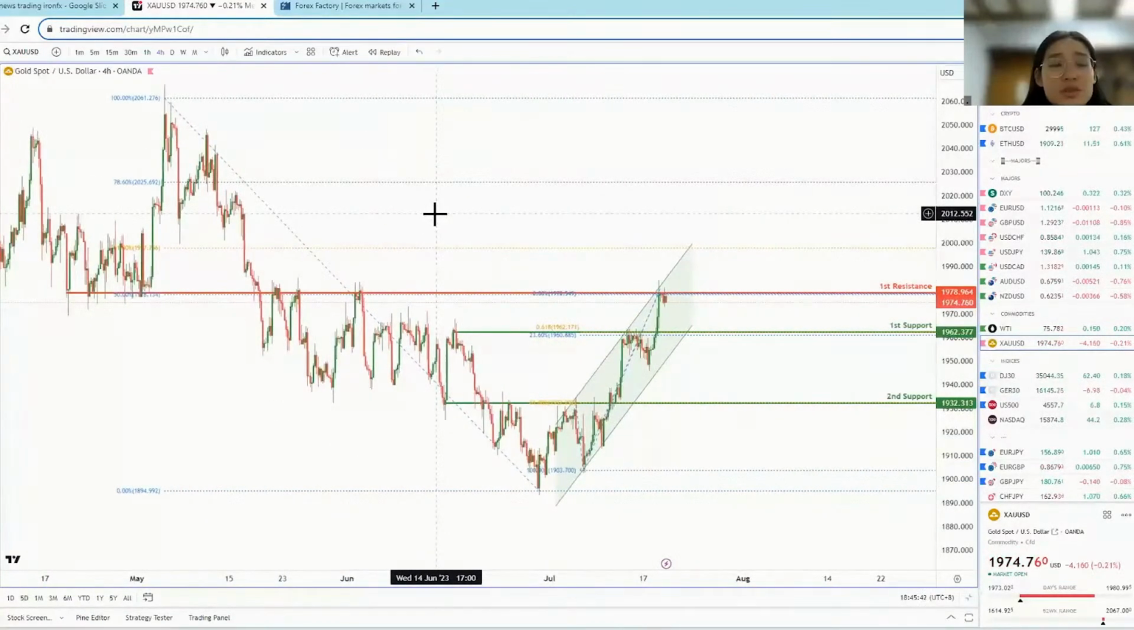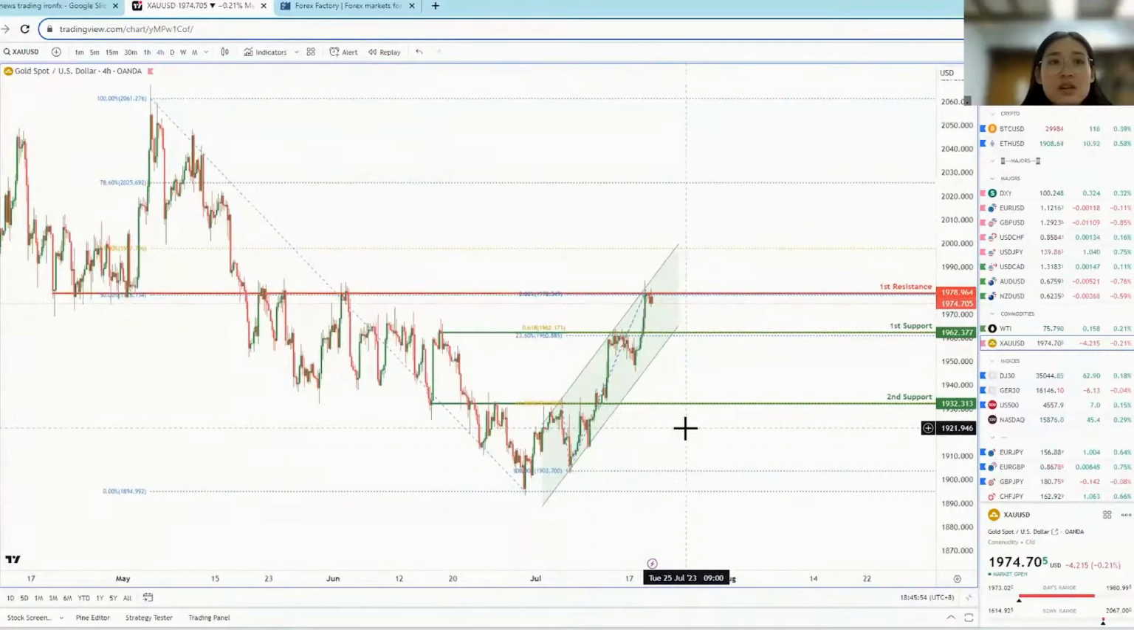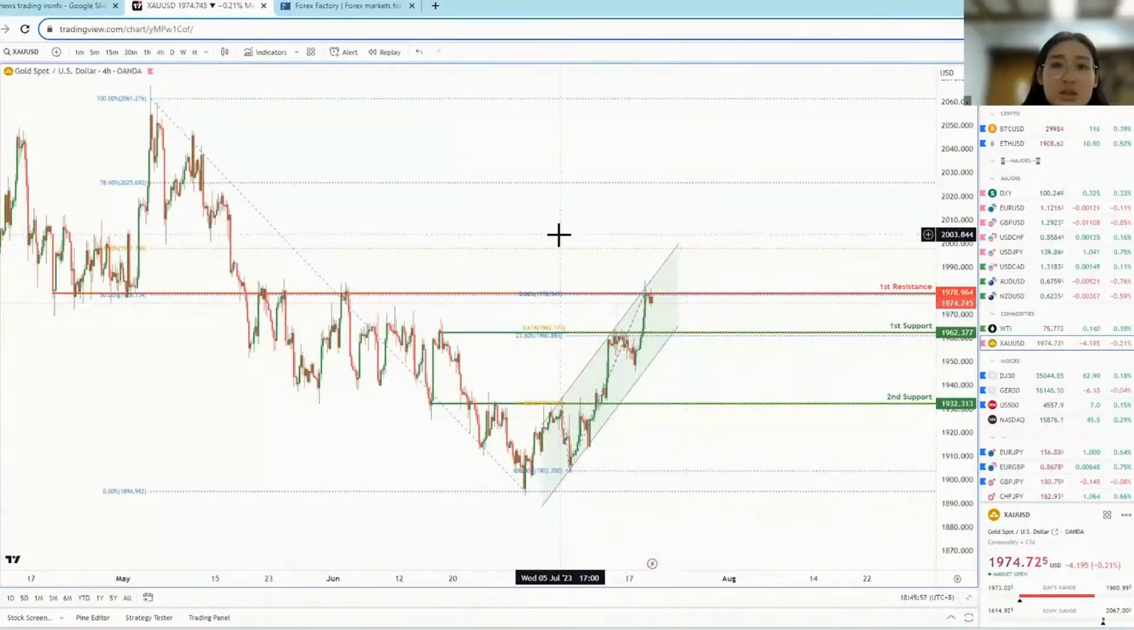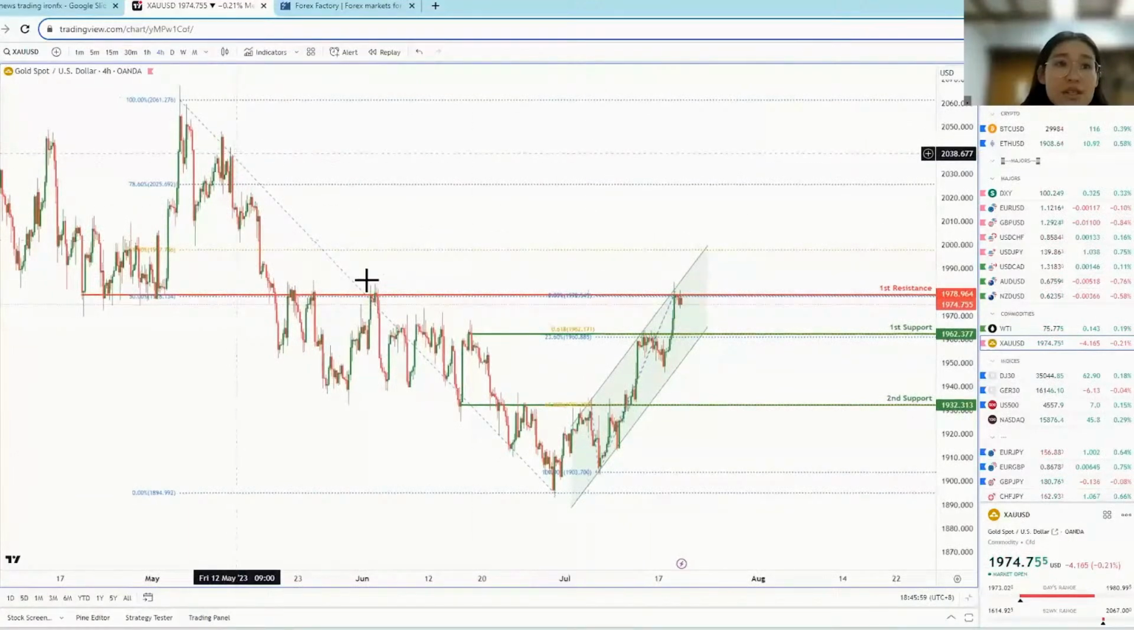Okay, remember when you're using Fibonacci, you want to make sure that you're following the shape as well. That's why I started my retracement from here so that it follows the shape, because there is a little bit of a gap here. Okay, I think that's all the levels we have.